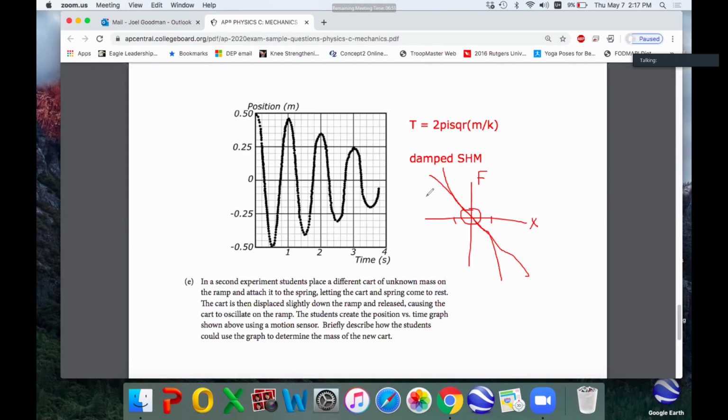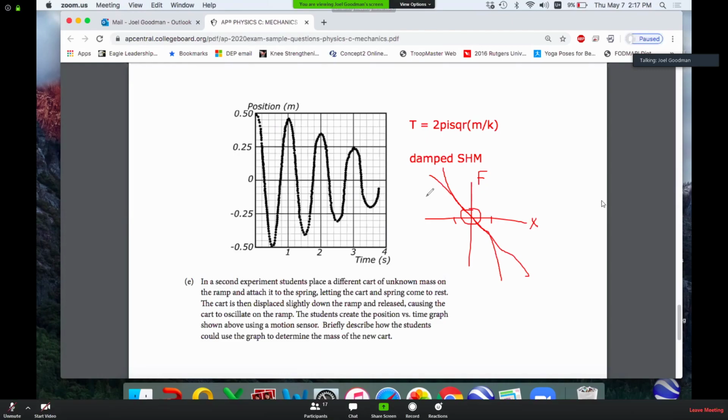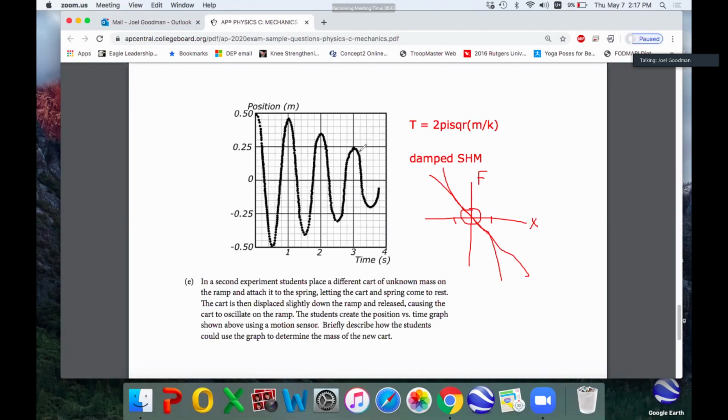What do you think? Fun. Okay, well, anyway, that was more than what they expected anybody to know. Obviously, this is just fine. Just get the period right off of that thing and plug it in.